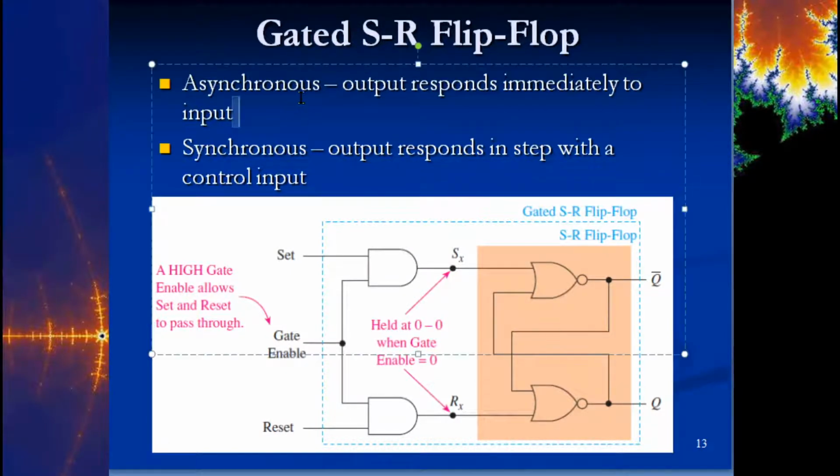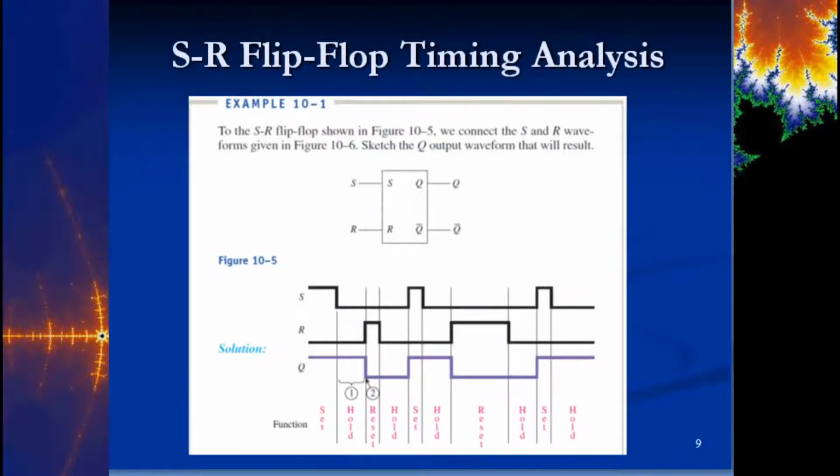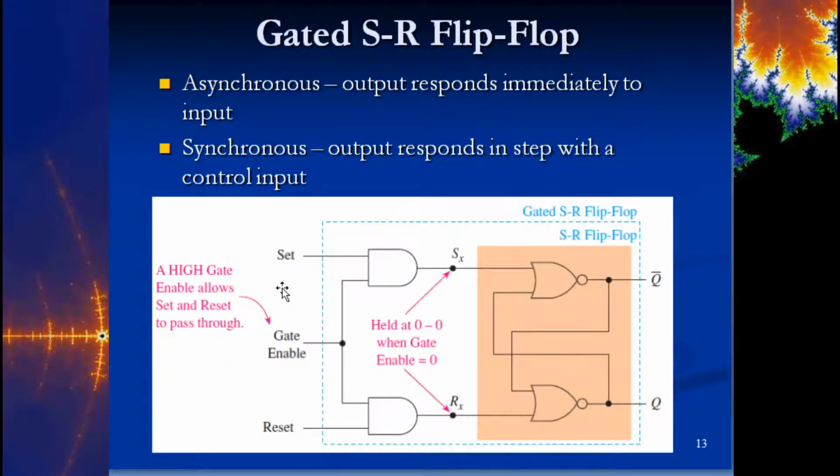Asynchronous means the output immediately responds. So in this scenario, if you just had the SR flip-flop and you put 1, 0 on here, however long it takes to propagate through there, it's going to change Q. However, that's asynchronous operation. Here, you can't just change set and reset and operate this thing. You have to enable it first.